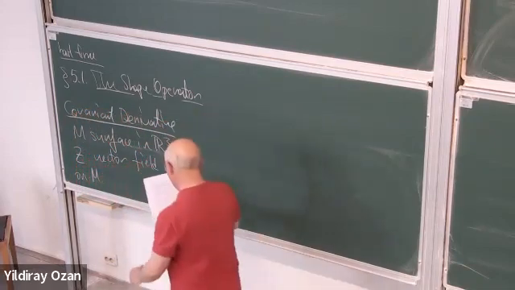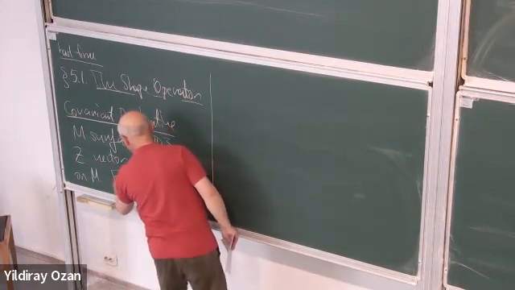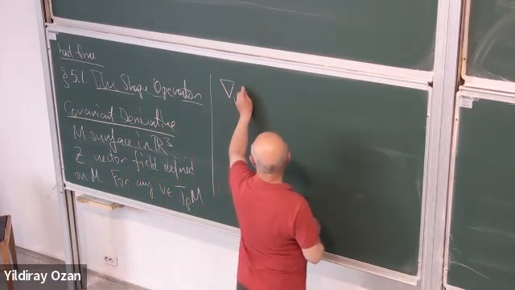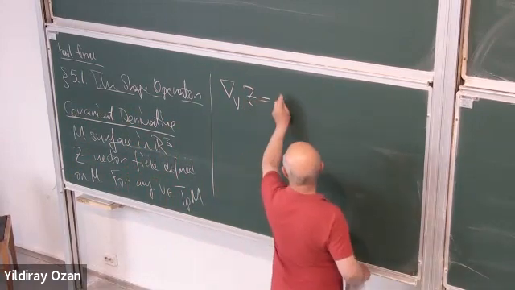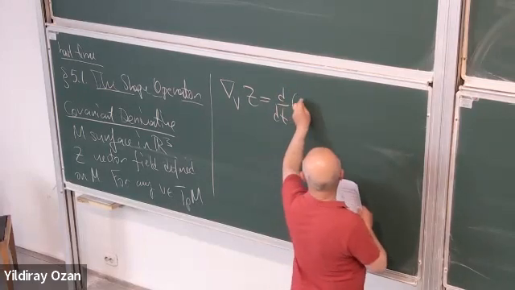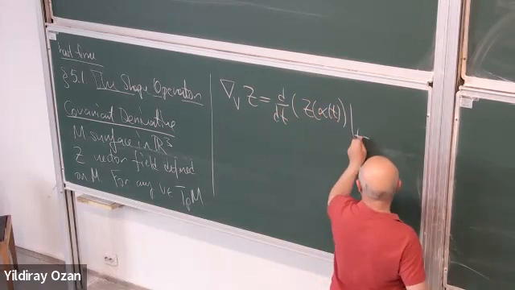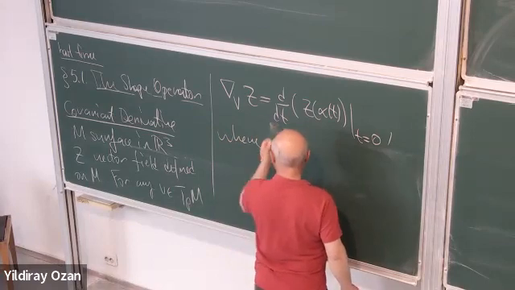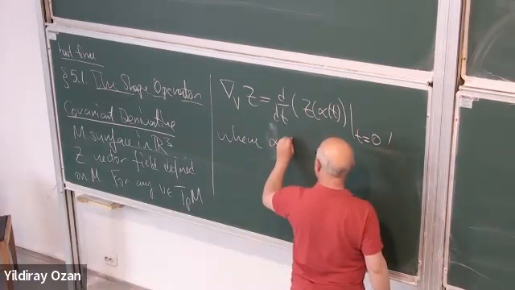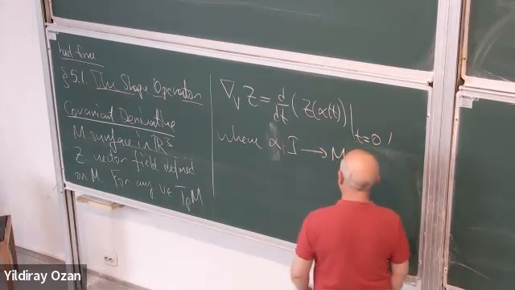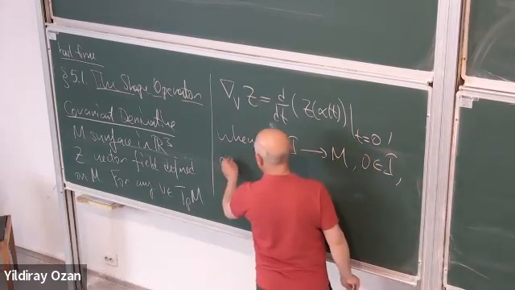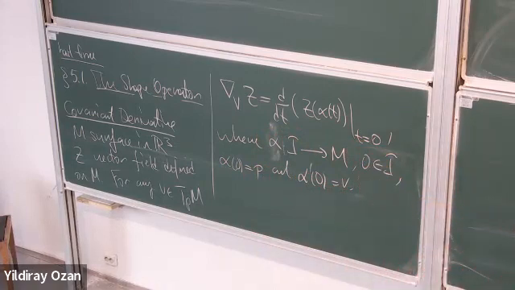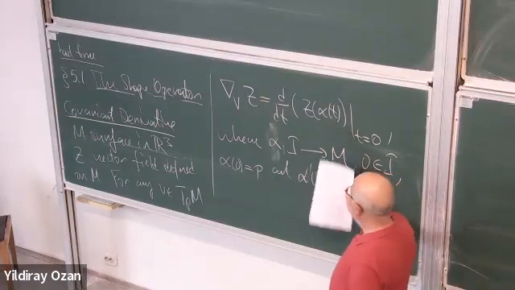Sorry, on M. And whenever we have a vector V in T_pM, we define the covariant derivative of the vector field along the vector V as the derivative of Z of alpha(t), where alpha is a curve defined on some interval containing 0, so that alpha(0) is equal to p and alpha'(0) is equal to V. So this is nothing but the directional derivative of Z along the vector V.